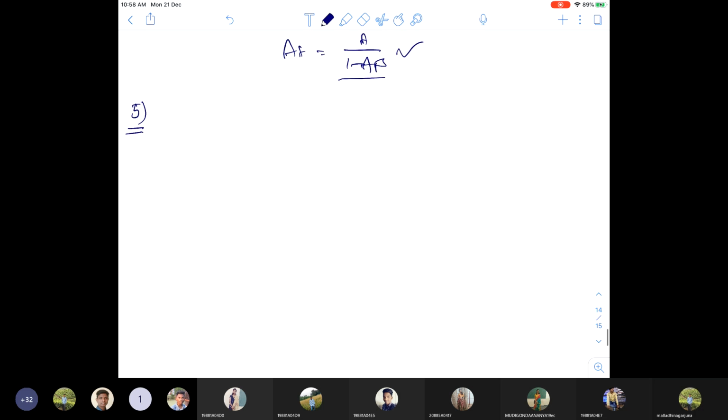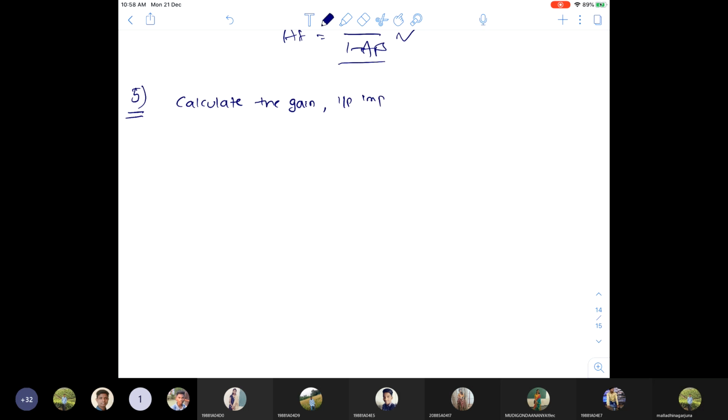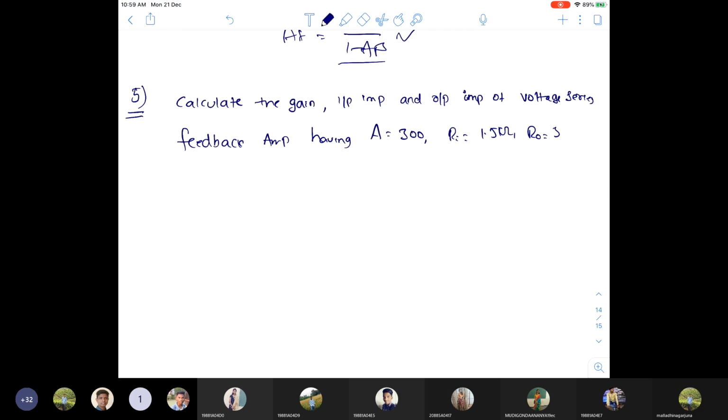Next, fifth problem. Calculate the gain, input impedance and output impedance of voltage series feedback amplifiers having A is equal to 300, Ri equal to 1.5 kilo ohm, R not equal to 50 kilo ohm, and beta equal to 1 by 12.